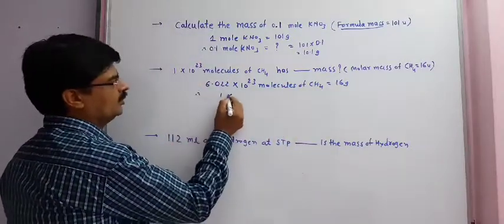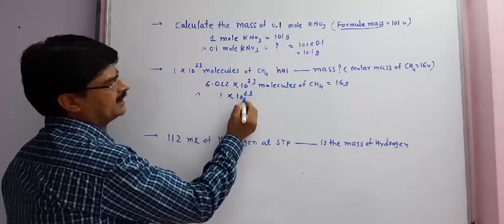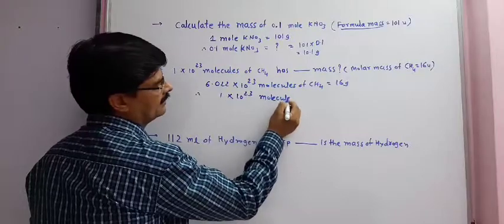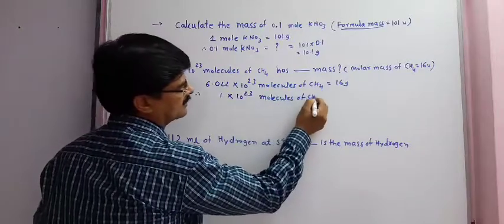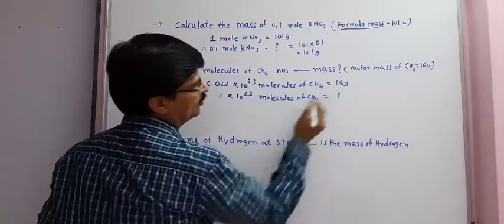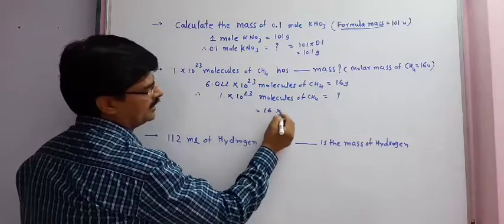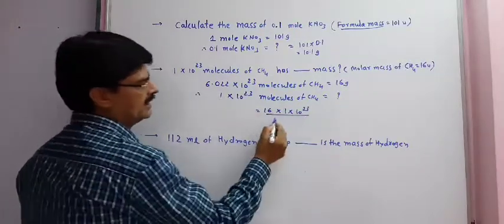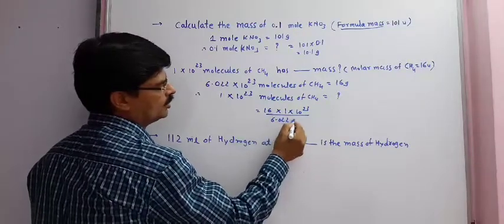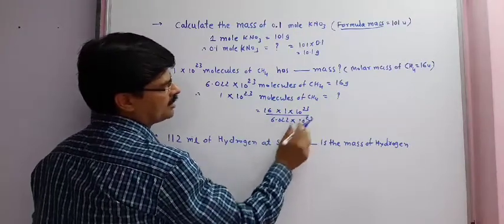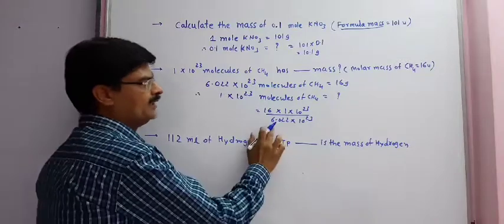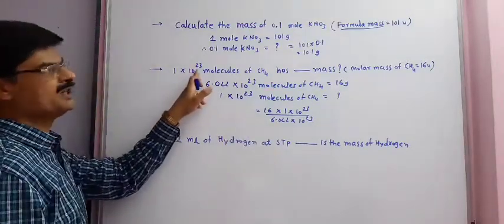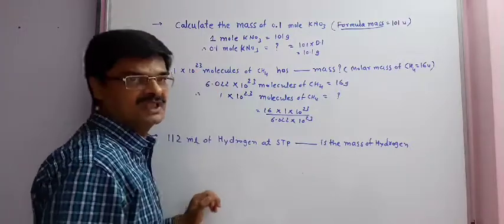Therefore, 1 into 10 raised to 23 CH4 molecules is equal to what mass? So 16 into 1 into 10 raised to 23 divided by 6.022 into 10 raised to 23. On solving, we will get the mass present in 1 into 10 raised to 23 molecules of CH4.